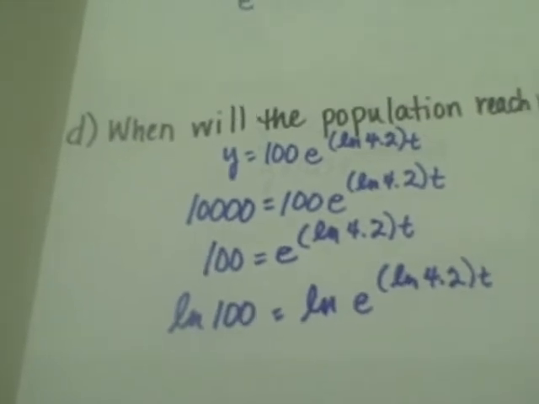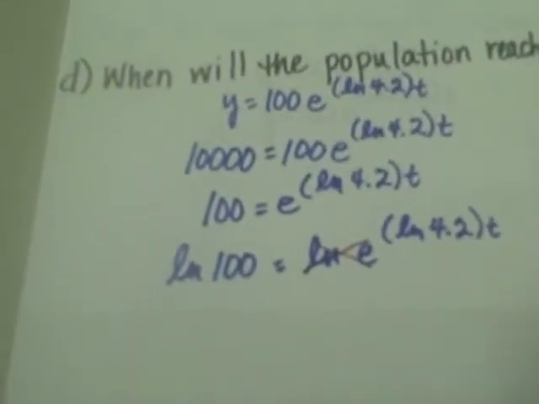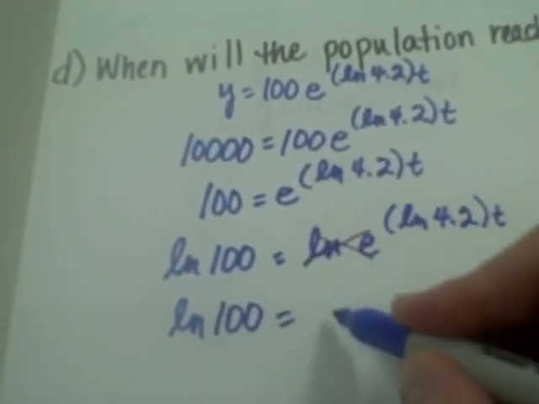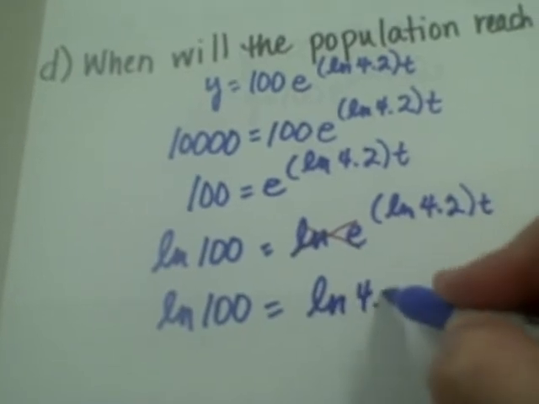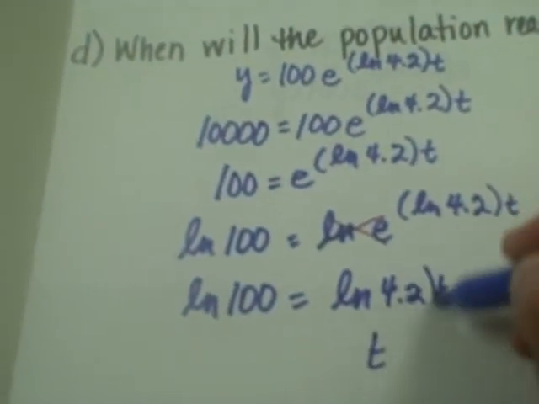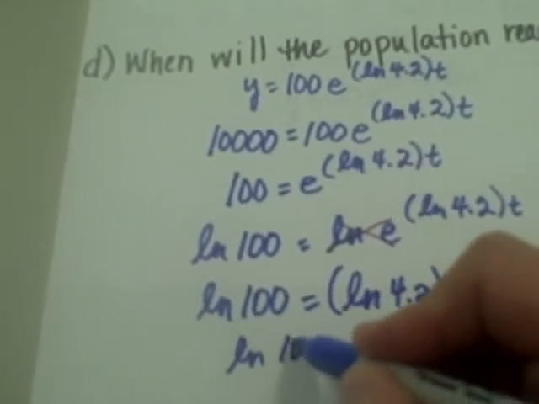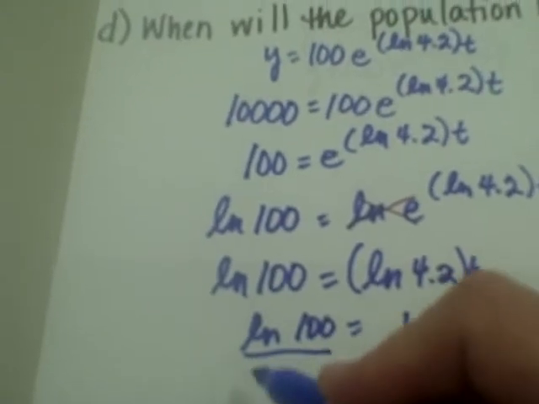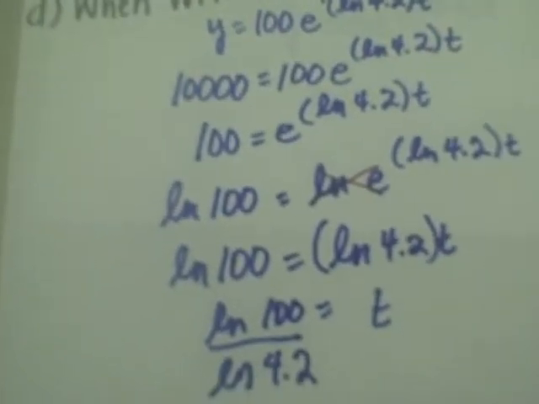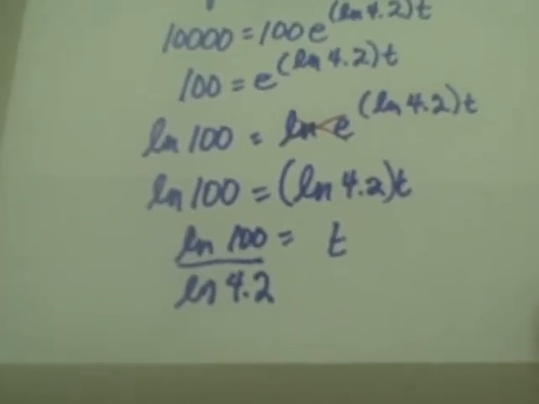And remember that the ln of e is 1. That will go away nicely for us. Now we have the ln of 100 equals the ln of 4.2t, and we can divide both sides by ln of 4.2 to reach our answer. Be careful here, you cannot divide the 100 by 4.2. You must do the ln of 100 divided by the ln of 4.2 to get your answer.